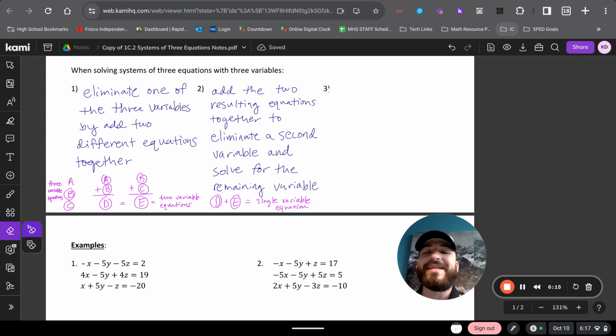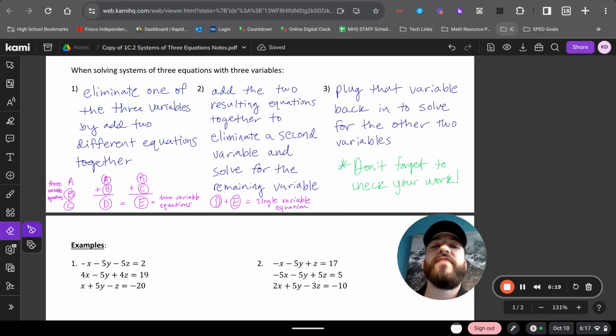So if I add D and E together, I should get that single variable equation. And then once I have that single variable, I can plug back in to solve for the other variable, and then plug those two back in to solve for that third one. And of course, once I have all three solutions, I want to plug them back into my full system so I can check our work and make sure that we are good to go.